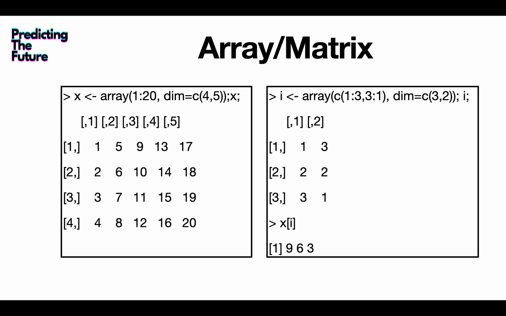The right side is similar. We create another matrix, a 3 times 2 matrix, and the values of this matrix: the first column is 1, 2, 3, and the second column is 3, 2, 1. So that's another example of using a vector to create a matrix. So that's creating a matrix.